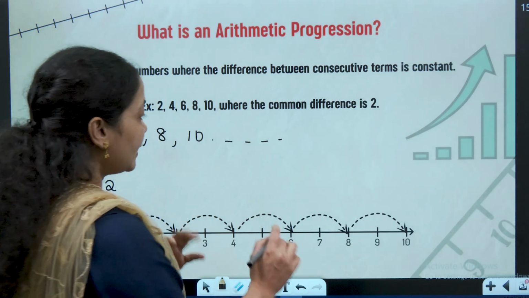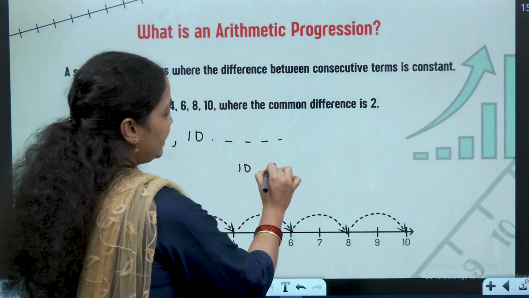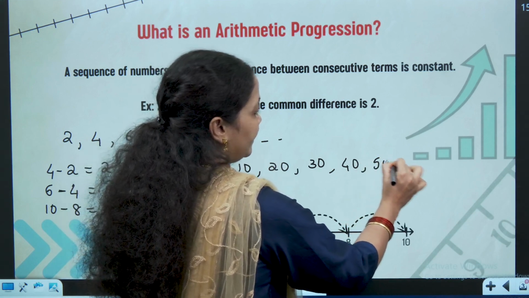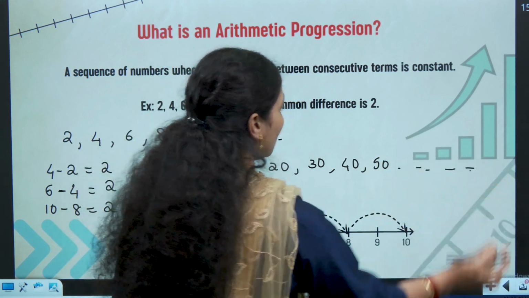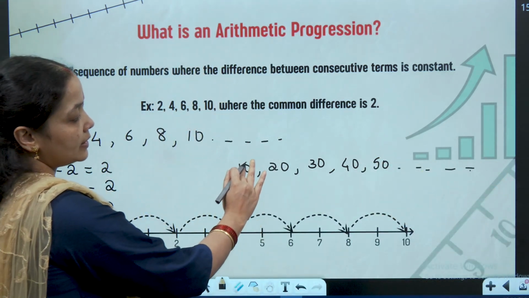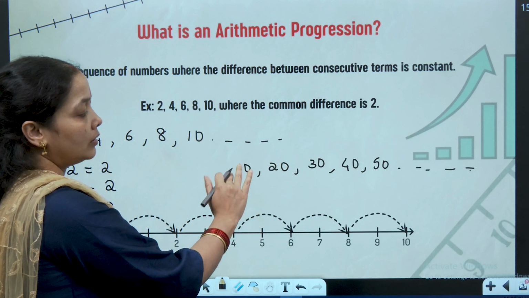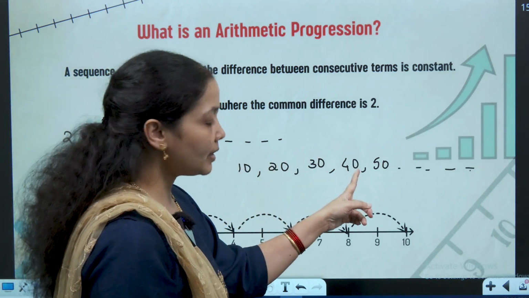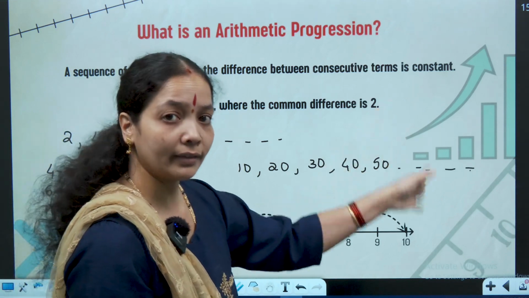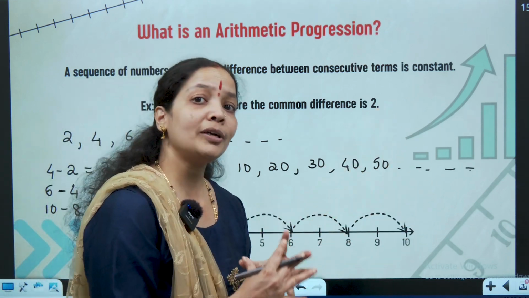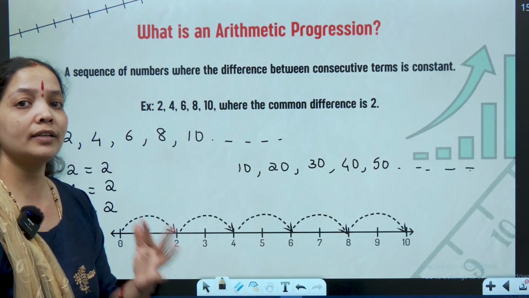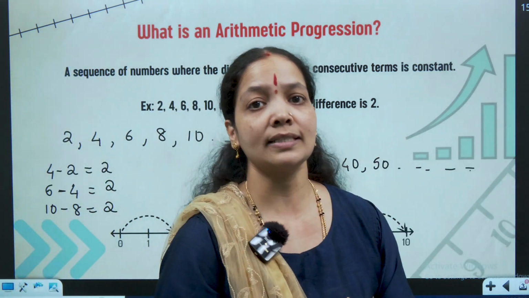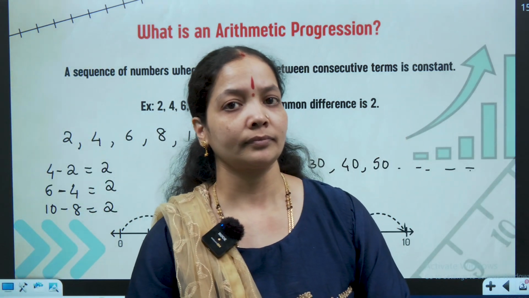Like if I take another series, 10, 20, 30, 40, 50, etc. From this sequence, what do I get to know? If I have to get the second number, I just add 10 to it. The third number, I just add 10 to it. Fourth number, I add 10 to it. Fifth number, I add 10 to it. So 10 is the common unique number that is added one after the other to get the next term of the given sequence. Hence, I call this a particular sequence.